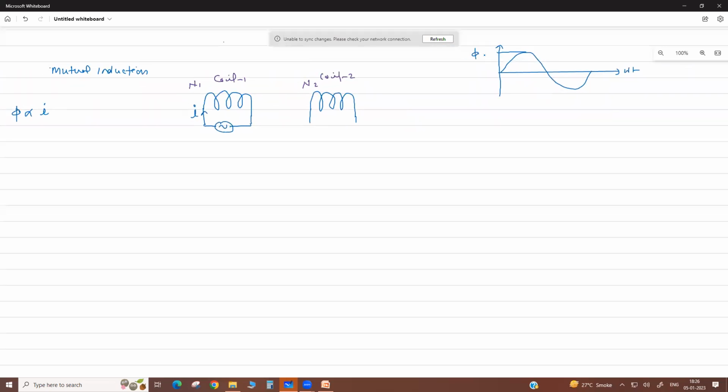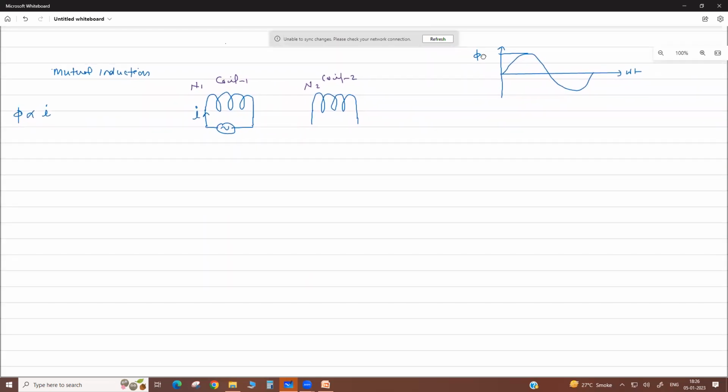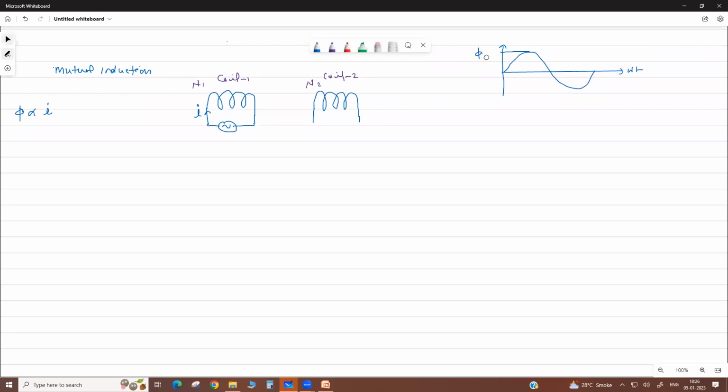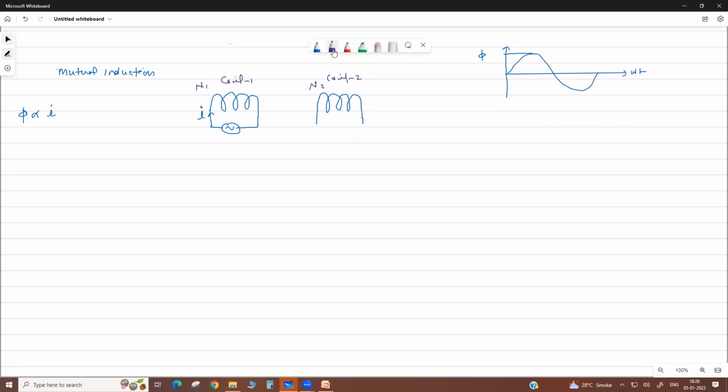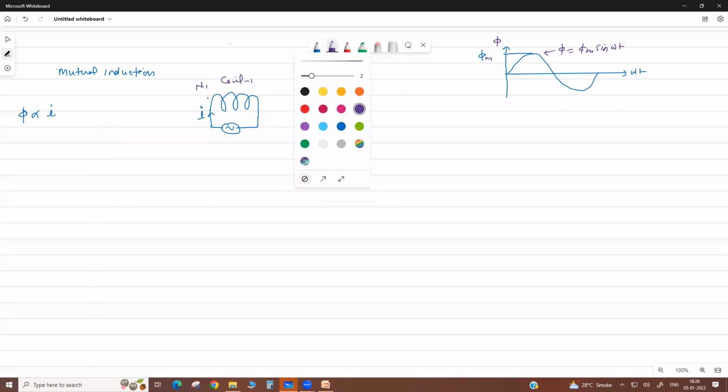Here is the maximum flux, phi m. Now what is the equation of this? phi equals phi m sin omega t, correct? This is sinusoidal flux. It means there is a rate of change of flux. The flux produced by a circular coil, these flux lines are like this.